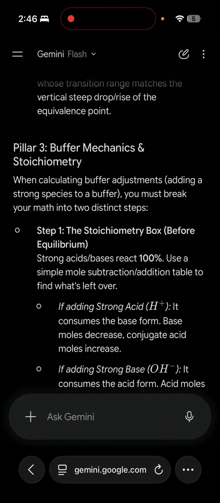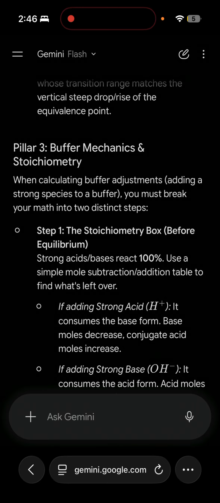For K calculations, for any weak acid reaction, simplified as HA double arrow H plus A negative, the Ka expression is Ka equals H plus times A minus over HA. Remember that K equals products over reactants.